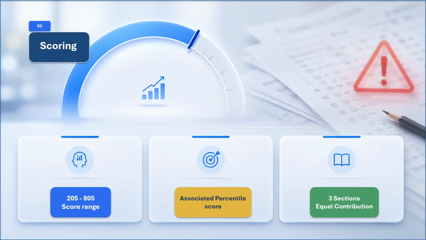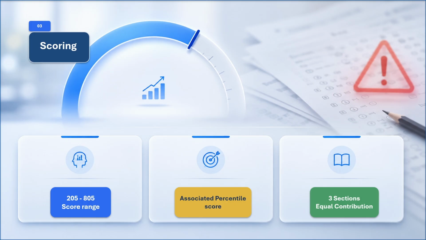The total score ranges from 205 to 805. For all three sections, you get a different score for each of them on a scale of 60 to 90. They equally contribute to your total score. They come with their own percentile scores also. So instead of seeing GMAT prep as one giant task, you can think of it as three separate areas that you build one by one. It'll not feel so overwhelming in that way.